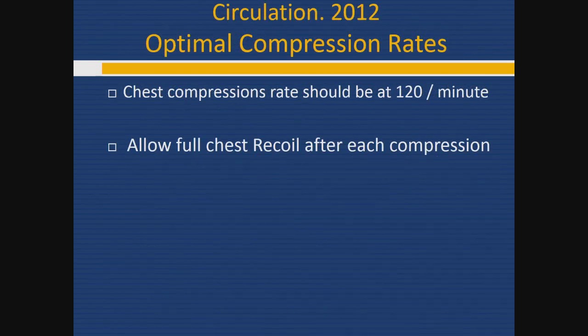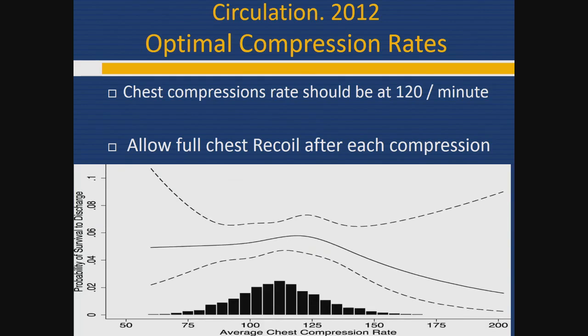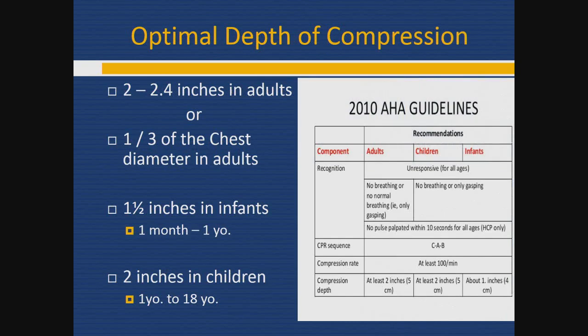Circulation in 2012: what's the optimal compression rate for cardiac arrest? The study showed the optimal rate was 120 per minute, and once you've achieved this, the number of resuscitations would significantly improve. What's your optimal depth? For adults, it's 2 to 2.4 inches, or a third of the chest diameter. For infants, 1 month to 1 year, it's 1.5 inches, and 2 inches for children between 1 and 18 years of age.